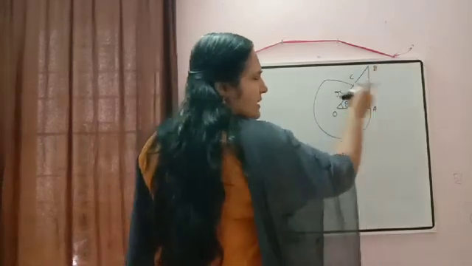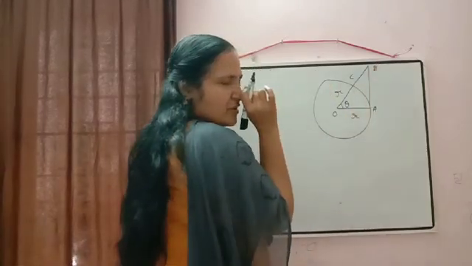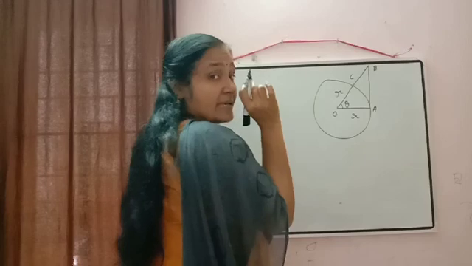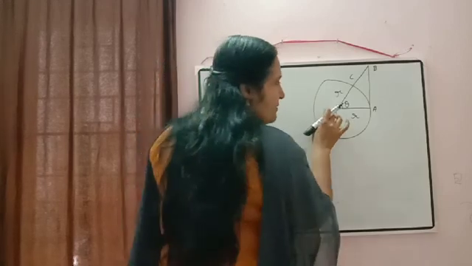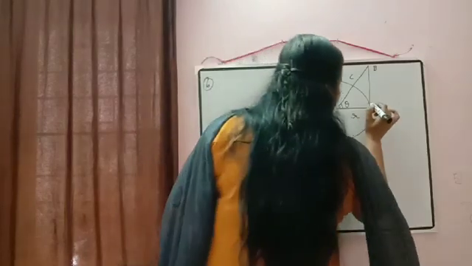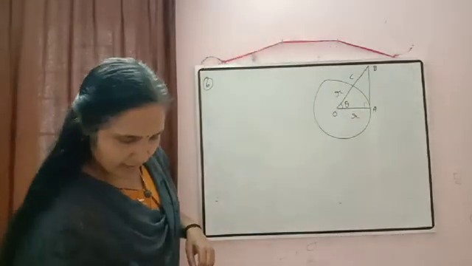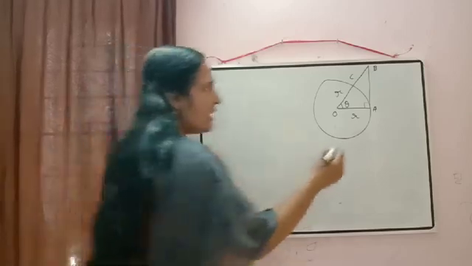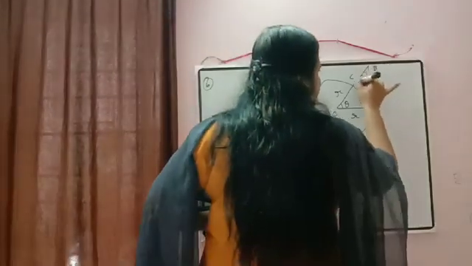So if a line segment just touches the circle, means what is that? That is tangent, correct? And we know radius is perpendicular to the tangent. So here we have angle A is equal to 90 degree. And what is the shaded region we have? This region is shaded here.